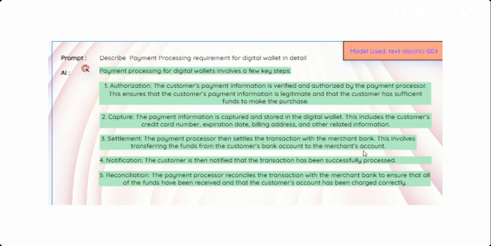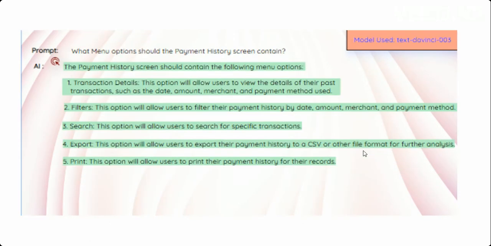And the reconciliation reconciles the transaction with the merchant bank to ensure that all the funds have been received and the customer account has been charged correctly. So this process will be done in processing the wallet system. If you are not clear on that, you can ask another question, like what the menu options should be, the payment history screen content, and so on. First you should understand what is required in your application. You can get this data from the AI, so there is no need for the user to write everything by thinking on his own. Here the AI is working for you instead of your brain.